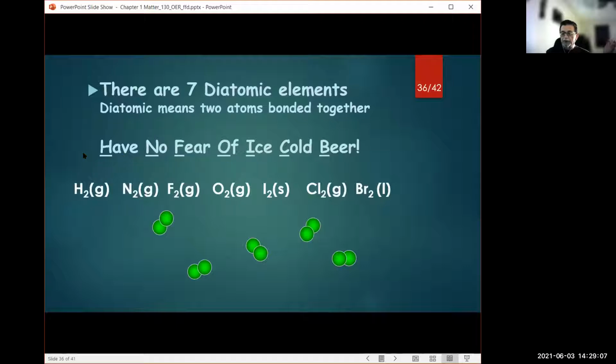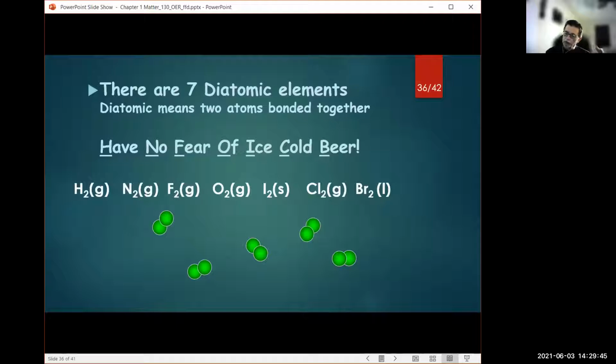And we have something here to help you out. It says, have no fear of ice cold beer or have no fear of ice cold beverage, whatever suits you best, okay? And that kind of helps you out to determine which ones are diatomic, which is important to know because you may be given a sentence of a reaction, like earlier said, sodium metal reacts with chlorine gas to give you sodium chloride. So we have to know that chlorine is diatomic, okay? Now, because we're going to have to balance this equation.